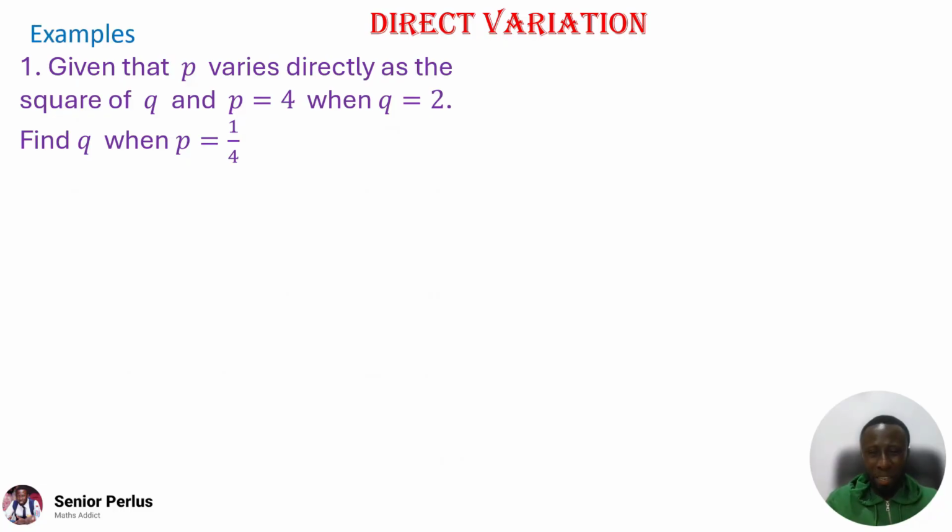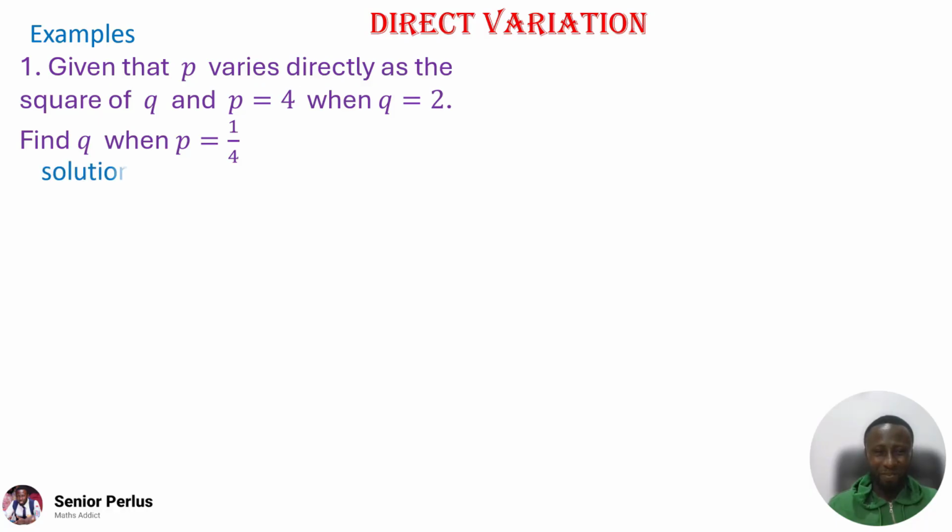This will be our first example under direct variation. And solving variation questions, you see there's always a constant in there. So we have to solve for the constant before going to solve the actual question. So always solve for the constant. That's the k. So given that P varies directly as the square of Q, and P is 4 when Q is 2, find Q when P equals 1 over 4.